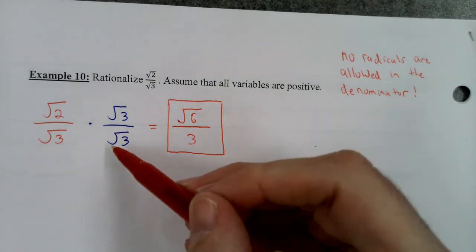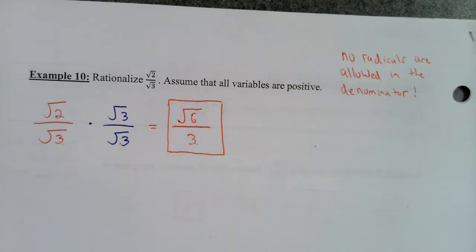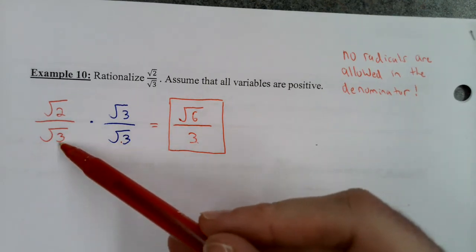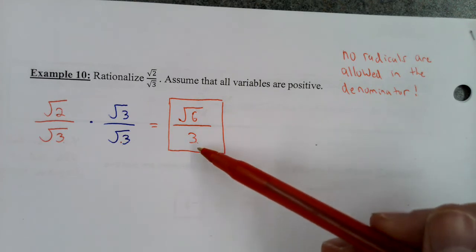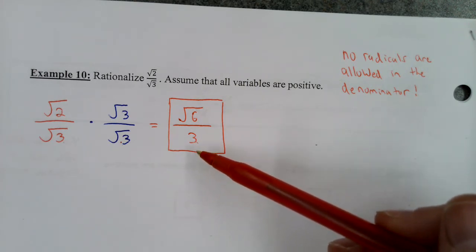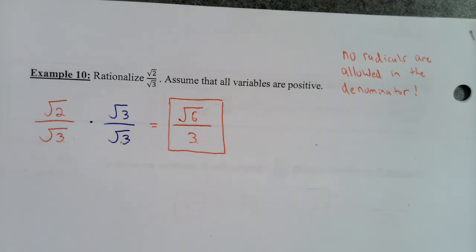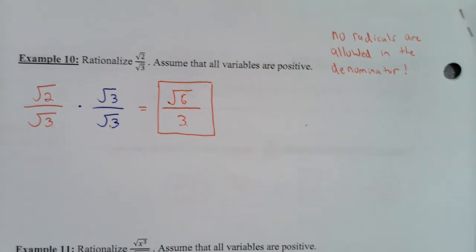Because the square root of 3 times the square root of 3 is the square root of 9, which is just 3. The square root of anything times the square root of itself is just what's under the square root without the square root symbol. So square root of 10 times square root of 10 is 10. Square root of 55 times square root of 55 is 55, and so on.